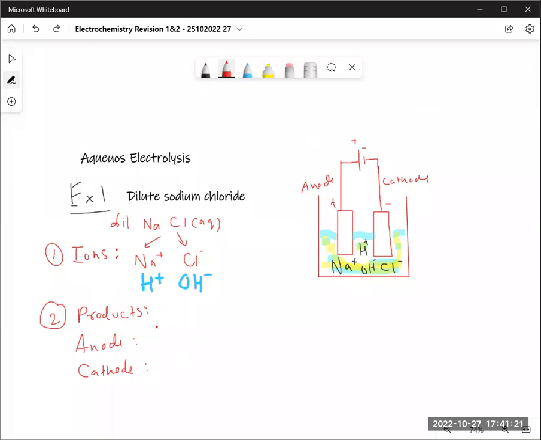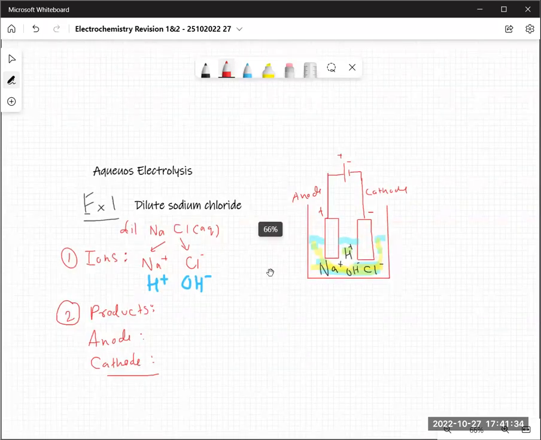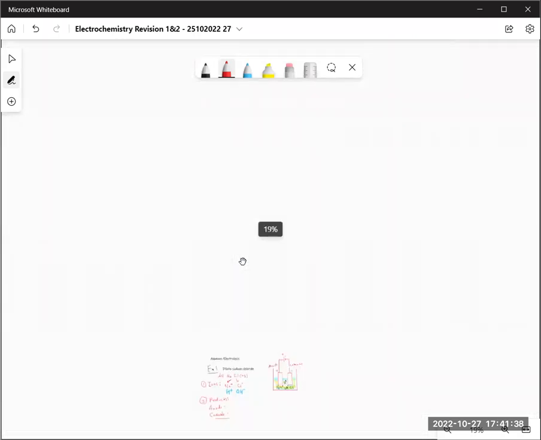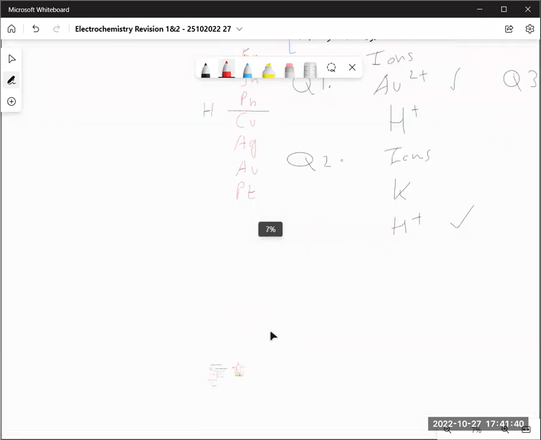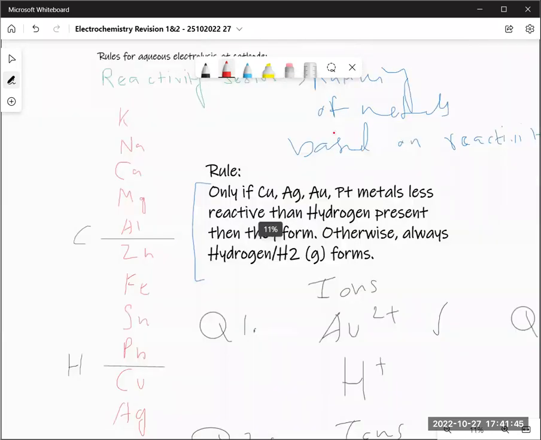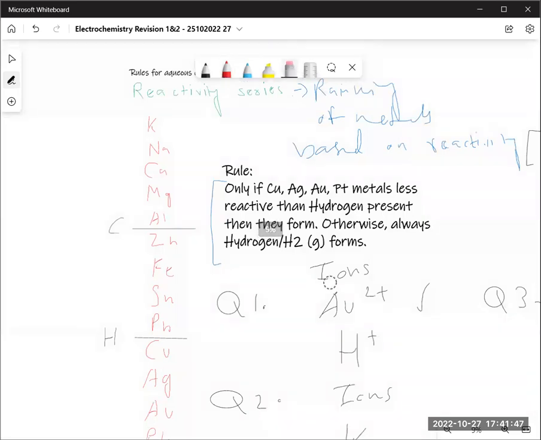How do I find the product? Well, I know that the less reactive forms always at the cathode. Let's look at the cathode first. So if I go above, and from previous classes' notes, please write one more thing over here. In previous classes' notes, just add one line, that is, less reactive forms.